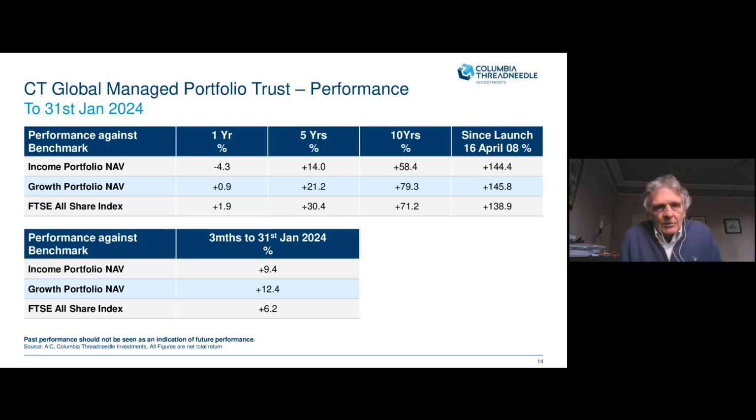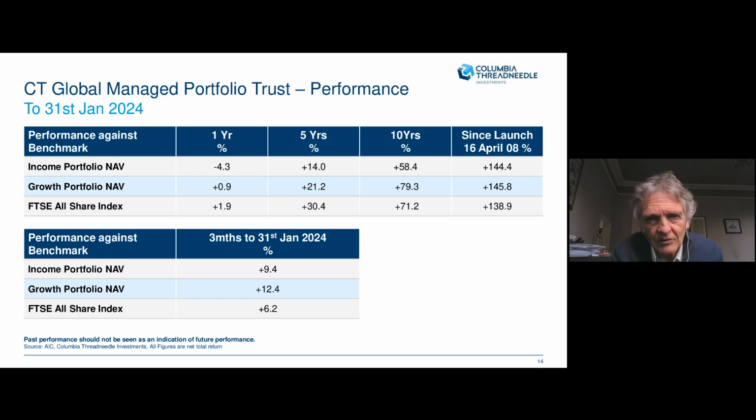Now let's look at performance, and this kind of highlights for you performance. And this is performance to the end of January of this year. And if you look at the 1 year number, you can see the all-share index, which is our benchmark, was up nearly 2% over the year. The growth portfolio just behind it, the income portfolio quite well behind it in total returns. But if you look at the 5 year numbers, they are both lagging the all-share quite considerably. The 10 year numbers look a bit better.